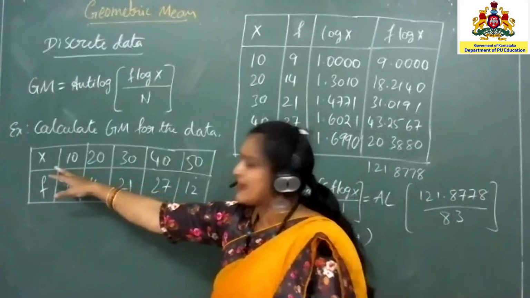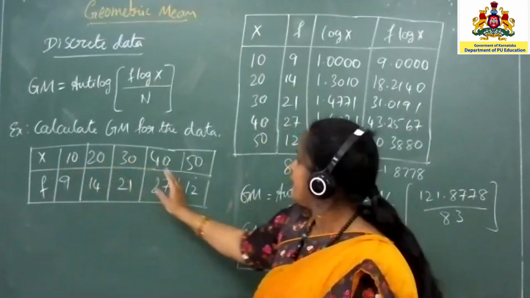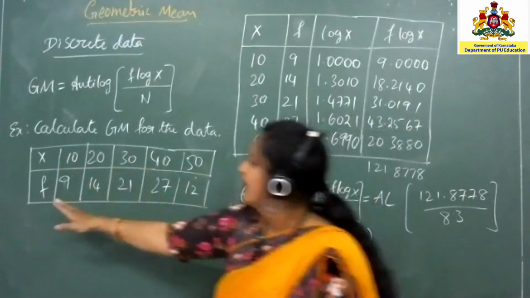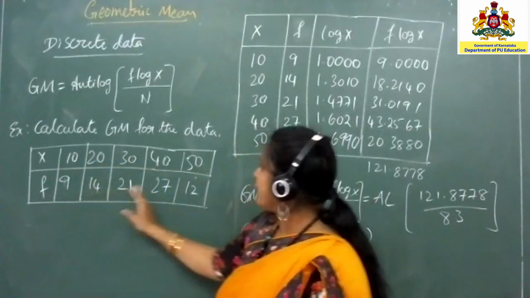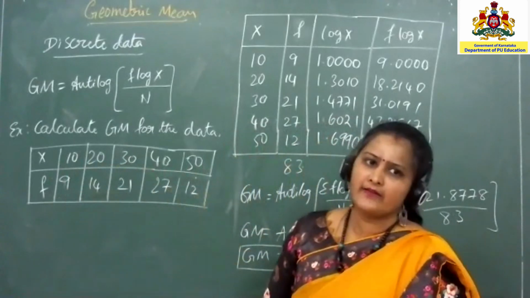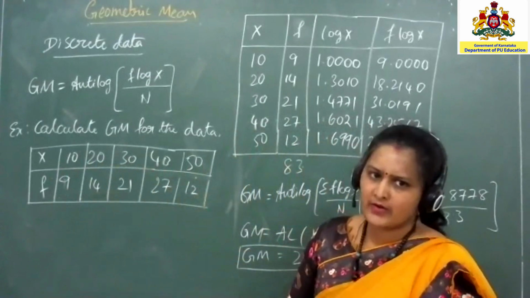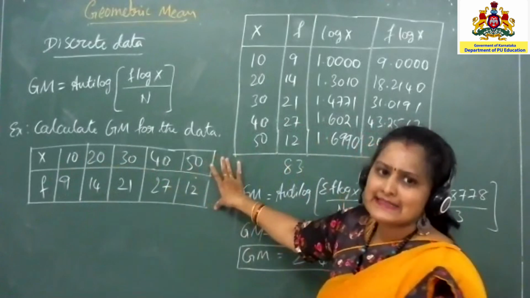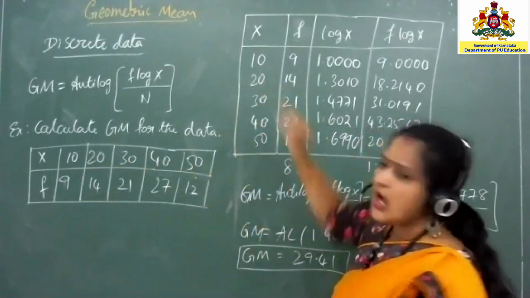Okay, so here the x values 10, 20, 30, 40, 50 are given, and the frequencies 9, 14, 21, 27 and 12 are given, for you to calculate the geometric mean for this particular discrete data. So how to find that?